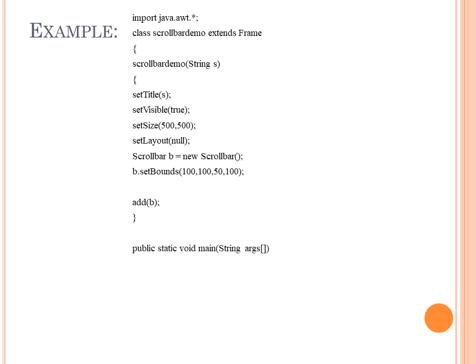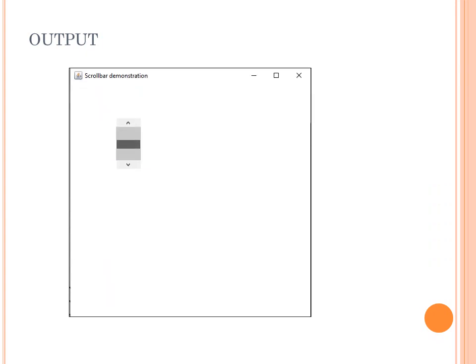Then we will write public static void main, then ScrollBarDemo with an object b is equal to new ScrollBarDemo with a frame title as Scroll Bar Demonstration. We will see the output for the scroll bar. So this will be your output for the scroll bar demonstration, where you have set the coordinates for your scroll bar, and it will be a vertical scroll bar, since we have not mentioned anything over here. So this is the output for the scroll bar.